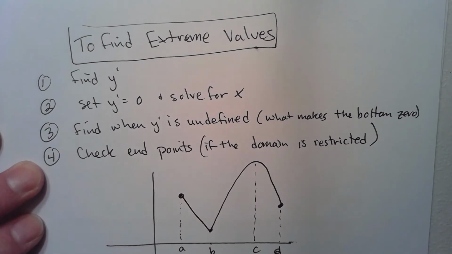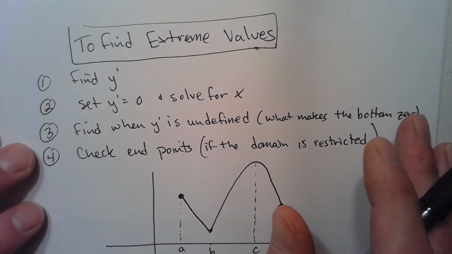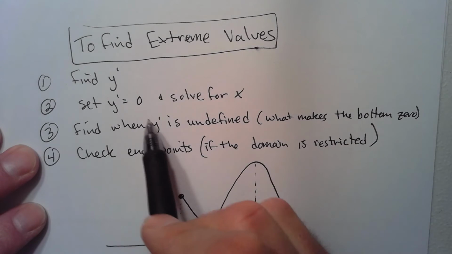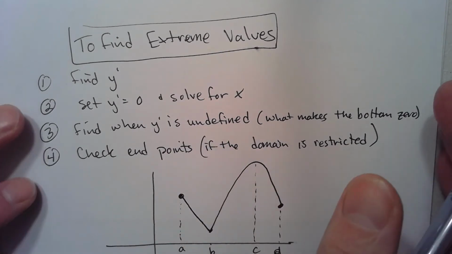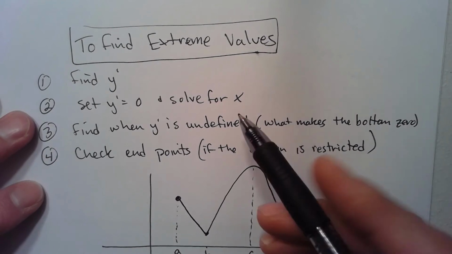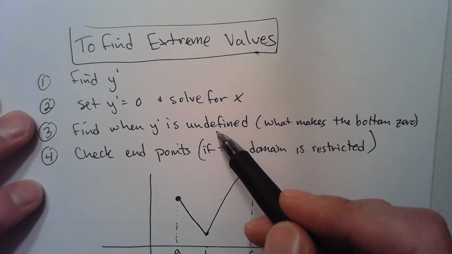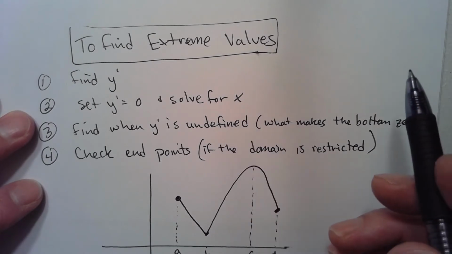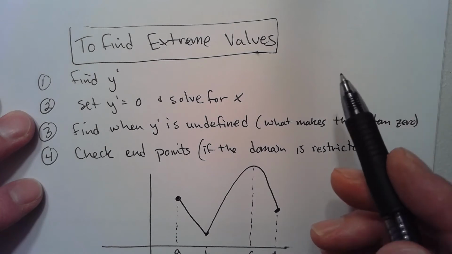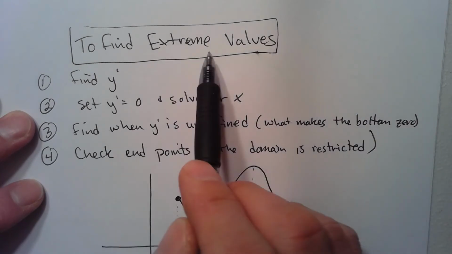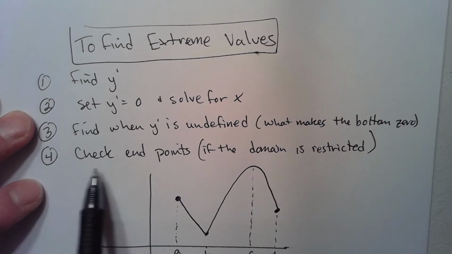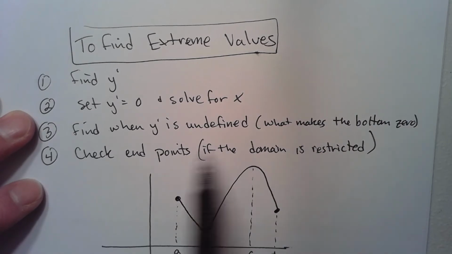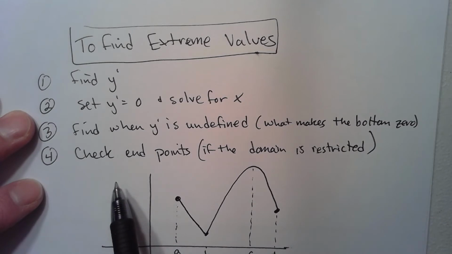Number three is find where it's undefined. You could also have a min or a max in an undefined location of the derivative. So it might be a cusp or a corner. And those produce mins and maxes. So extrema are mins and maxes. And then if the domain is restricted, you would check the endpoints also.